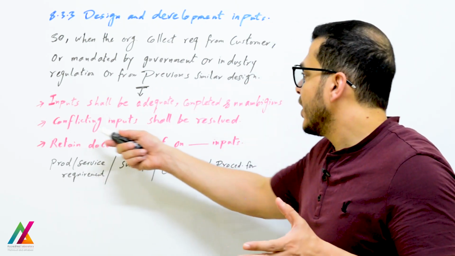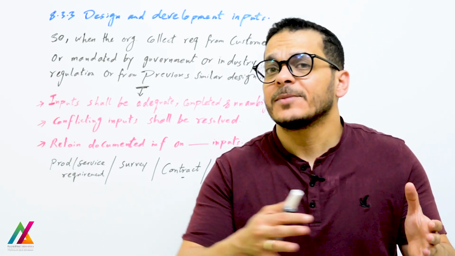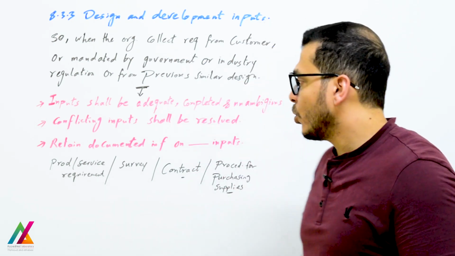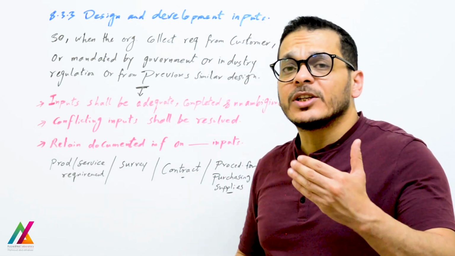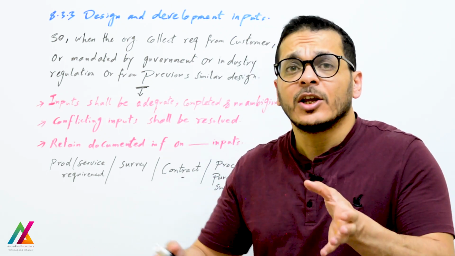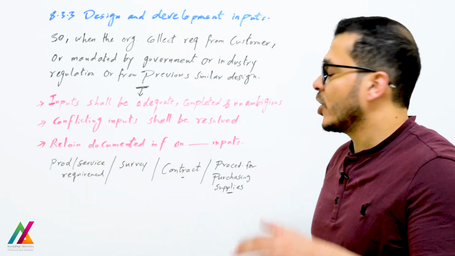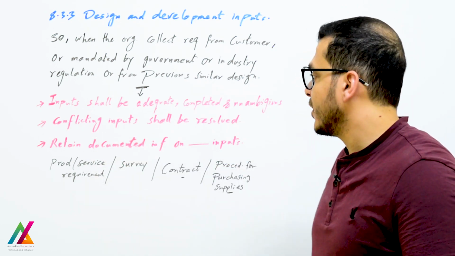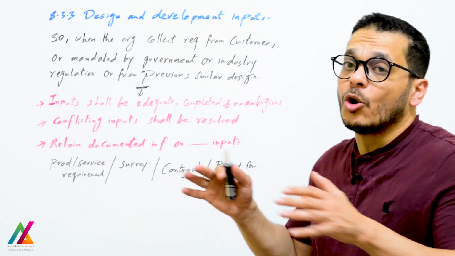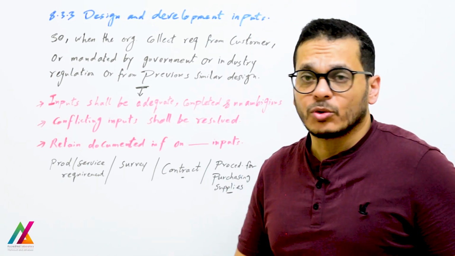There should be no conflict between the customer requirement and law regulations or regulatory requirements, and that shall be resolved before starting or before signing the contract with the customer or before starting the project. So conflicting inputs shall be resolved before starting the project, and you shall retain documented information for the whole process. Documented information is very important for traceability.